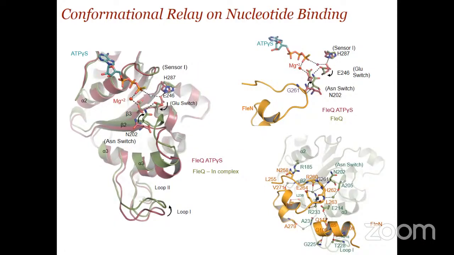So FLEN is not only preventing ATP from binding to FLEQ, it is ensuring that hydrolysis shuts down by ensuring that the glu switch and asparagine switch are in the off conformation. So FLEN hits this asparagine, it flips 180 degrees, the glu switch flips from that side, and these two interact with each other. And this is the part of FLEN, in yellow, which became structured in the complex, which is showing a lot of interactions with residues of FLEQ.